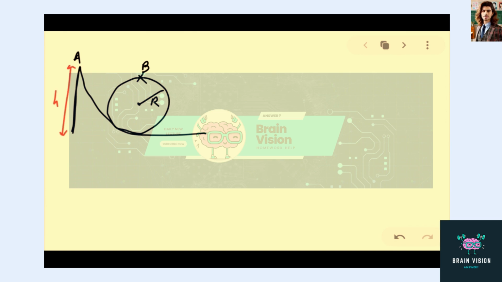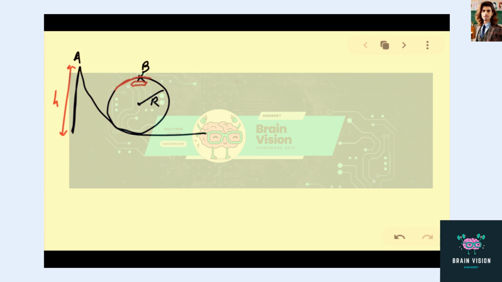We start off with a roller coaster at point A with a height of h from the ground. We want to find, at point B, the minimum value of h such that the roller coaster doesn't fall off at point B. So it will still stick onto the track as it is moving across point B.